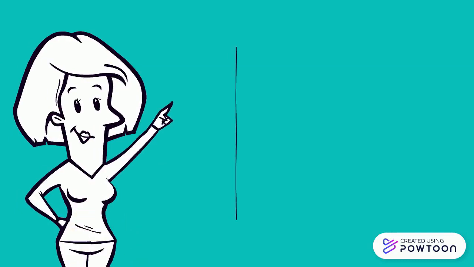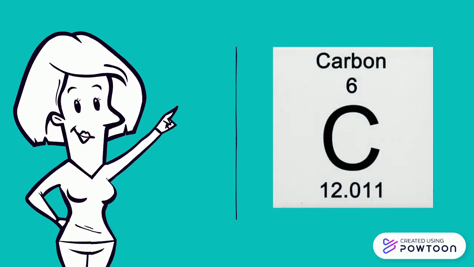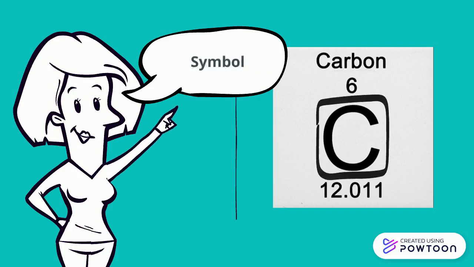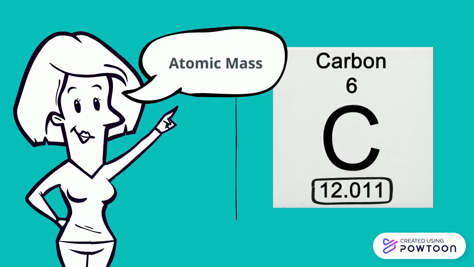Each element, as presented on the periodic table, has 4 key pieces of information: the element name, the atomic number, which is the number of protons an element has in its nucleus, the symbol for the element, and the atomic mass, which is the average mass of an atom of an element.